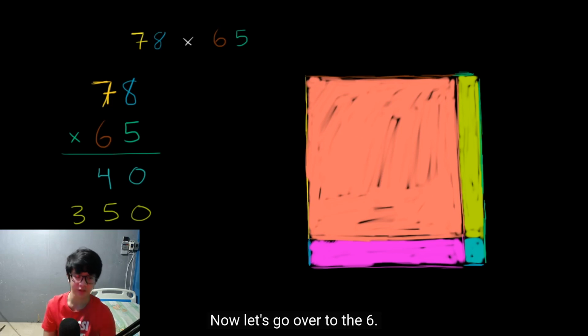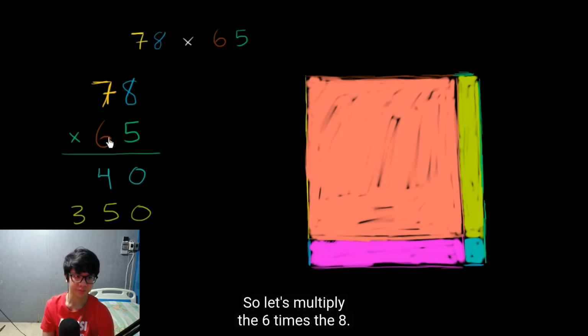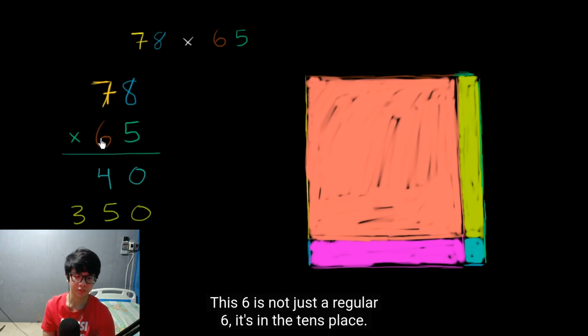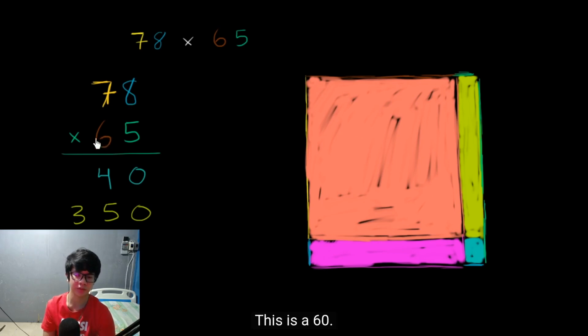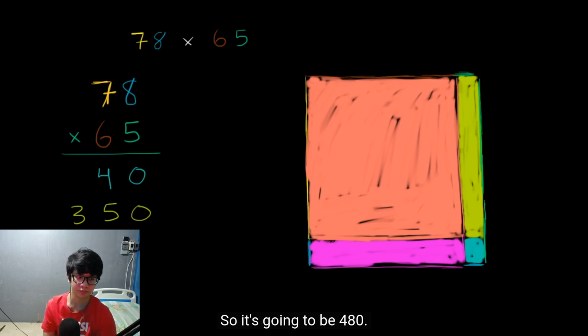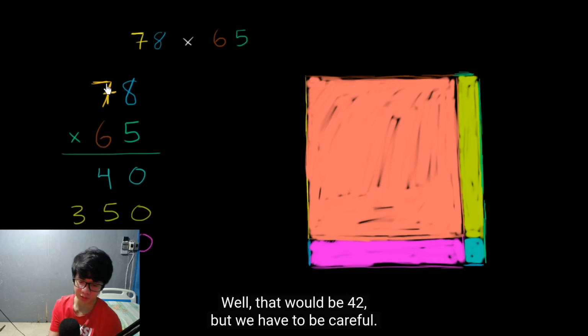Now let's go over to the 6. So let's multiply the 6 times the 8. Now we have to be careful again. This 6 is not just a regular 6, it's in the tens place. This is a 60. 60 times 8, well 6 times 8 is 48, right? So 60 times 8 is going to be 480.